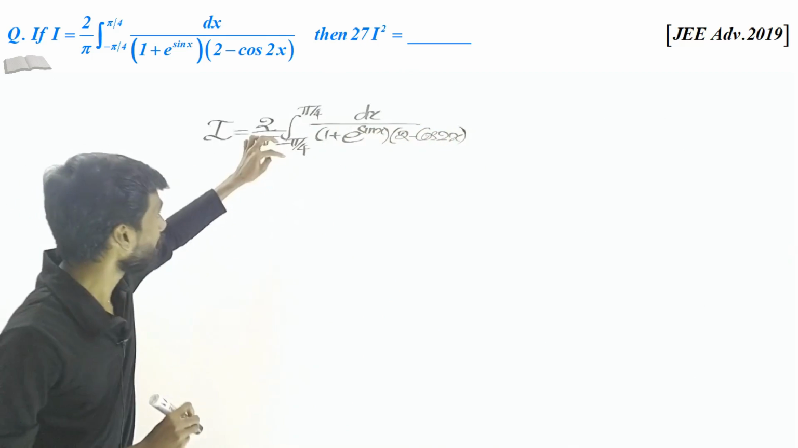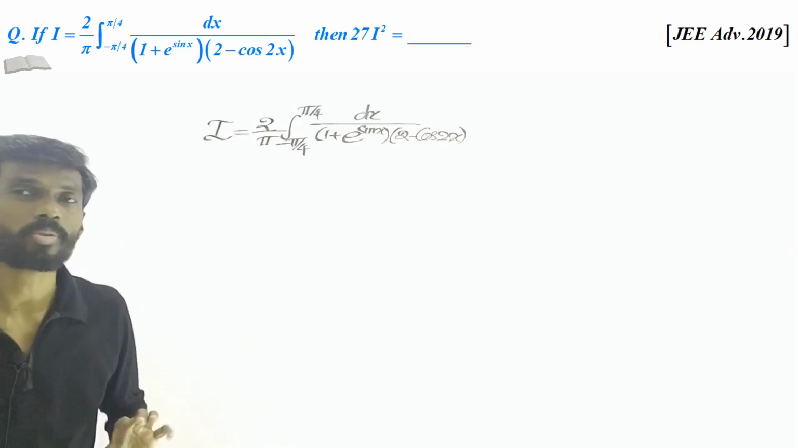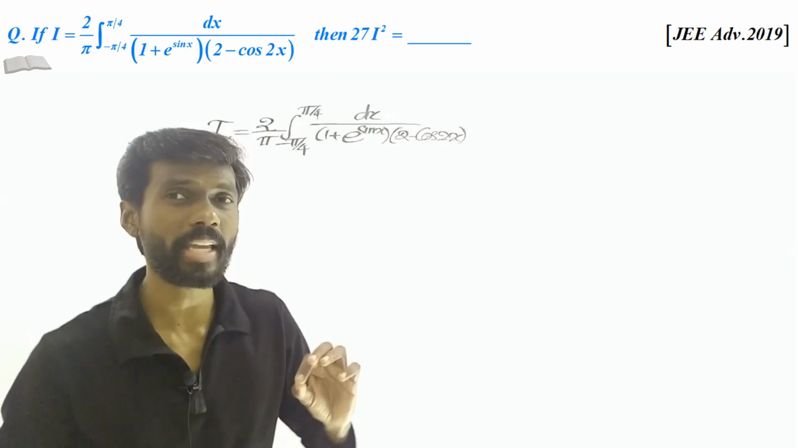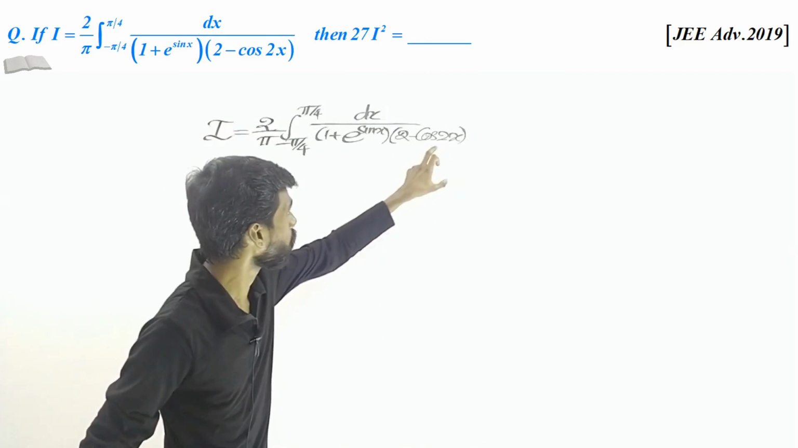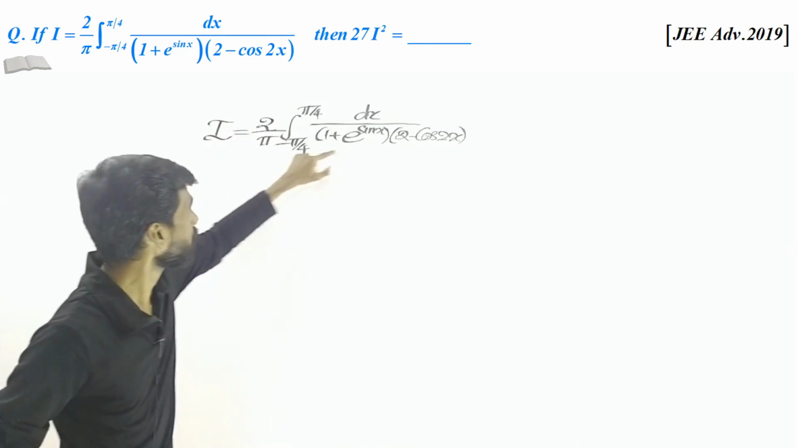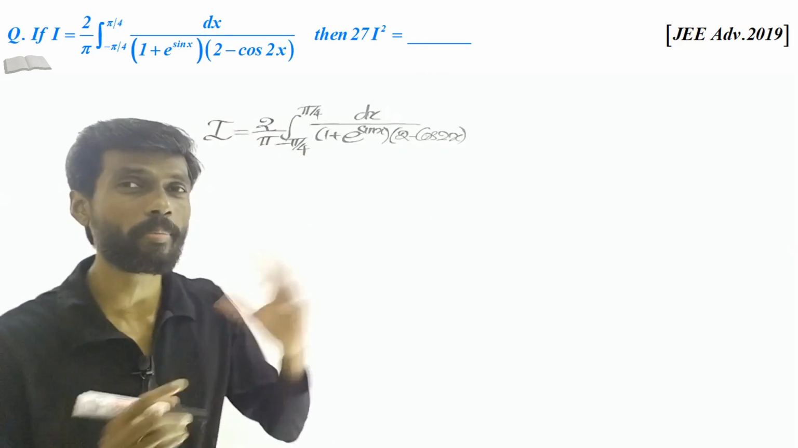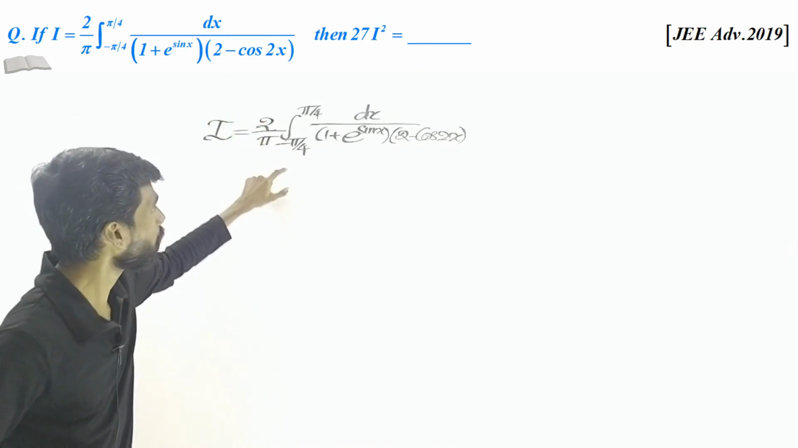Now you see the limit is from minus pi by 4 to pi by 4. So when you have an integral having limits minus a to a, we have to first check whether it is an even or odd function. So 2 minus cos 2x, that is an even function. But this is neither even nor odd function, so we can't use that property of even odd, right? So we have to try something else.